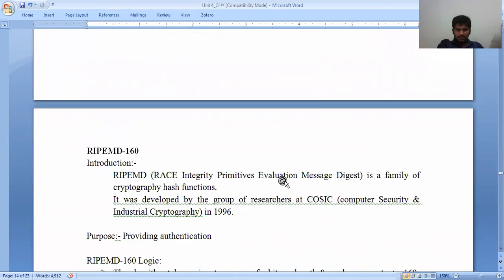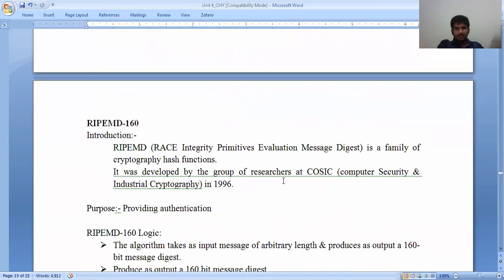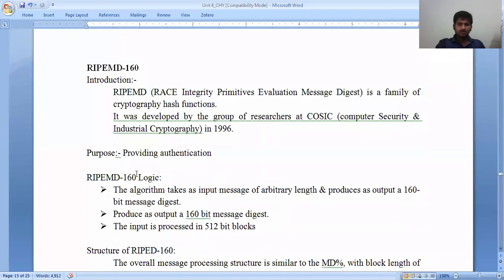So next another one is RIPEMD-160. RIPEMD is RACE Integrity Primitives Evaluation Message Digest. This is also a family of cryptographic functions. It was developed again by different labs: the first one by the MIT lab, the second by the NIST lab, and this one by COSIC. Every one is used based upon the user's choice. They use either message digest, SHA-1 or RIPEMD-160, so anyone. It is just for providing authentication again here.